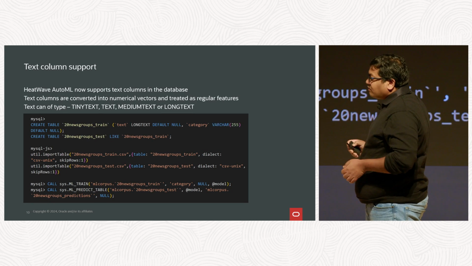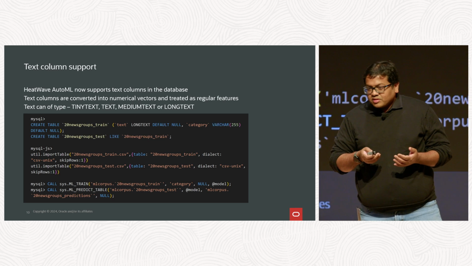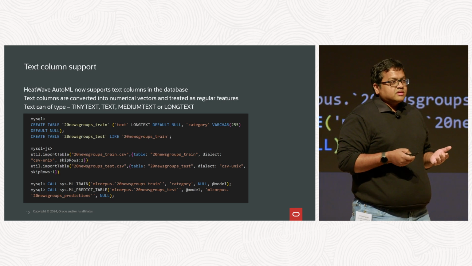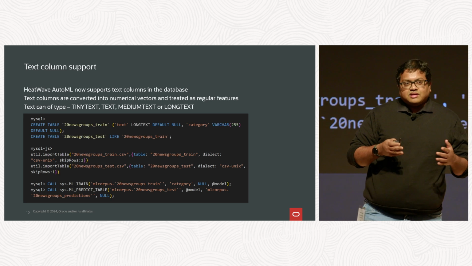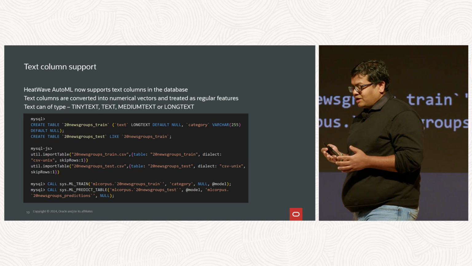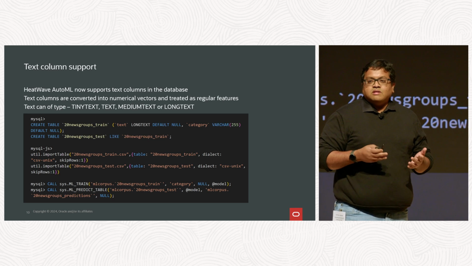So talking about some of the new things we have done in the past, let's say 6 months to a year, we have added support for text columns. Now text is currently something which is very cool, right? It's there everywhere, like we all talk about Gen AI, NLP and so on. So now HeatWave AutoML can support text columns in tables.